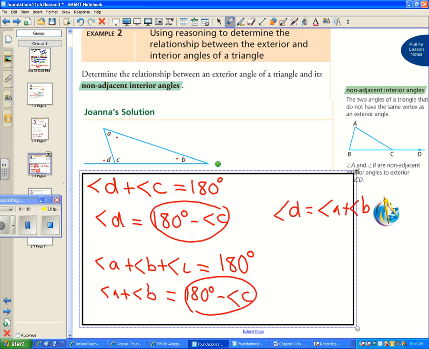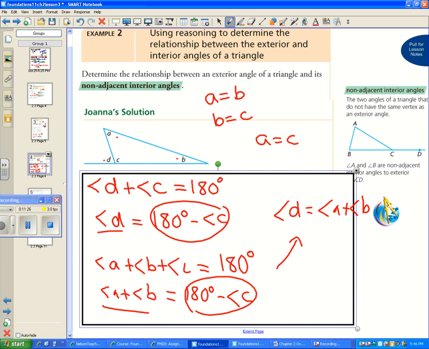And now that's using the transitive property. I've been eager to use that all lesson. The transitive property, again, is if A equals B and if B equals C, then A equals C. So I've said, oh look, we have D equal to 180 minus C, and we have A plus B also equal to 180 minus C. Well, then these two things must be equal.